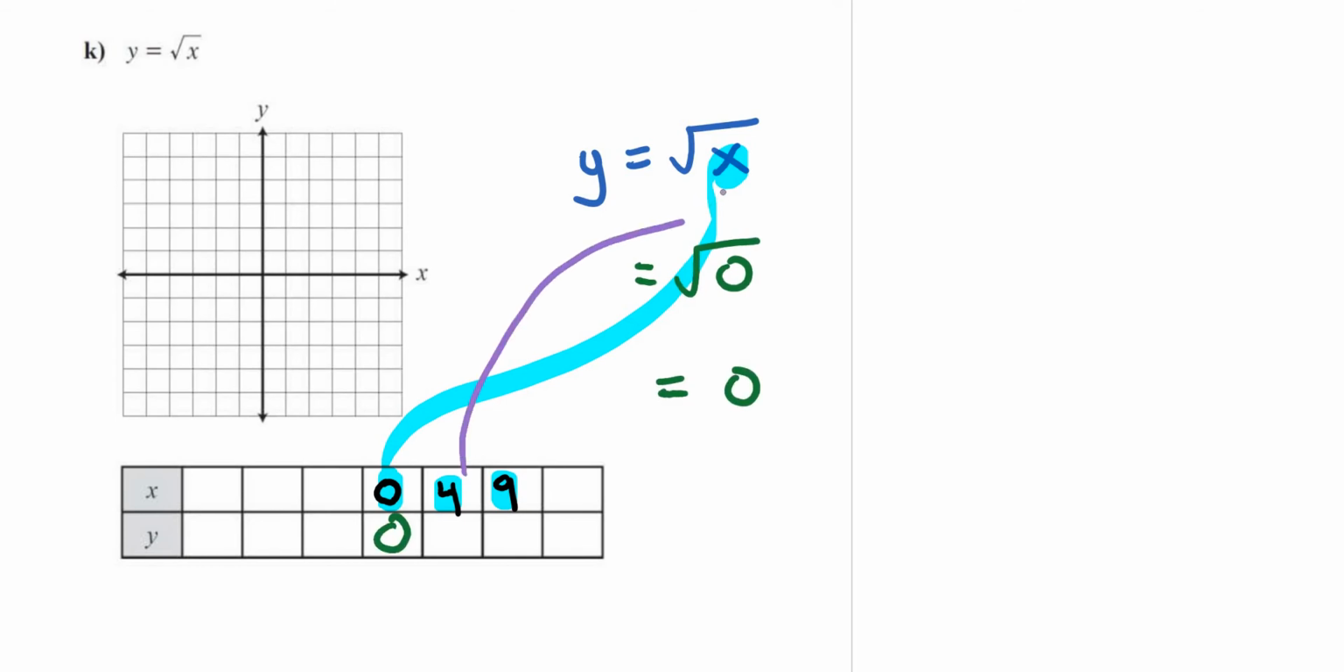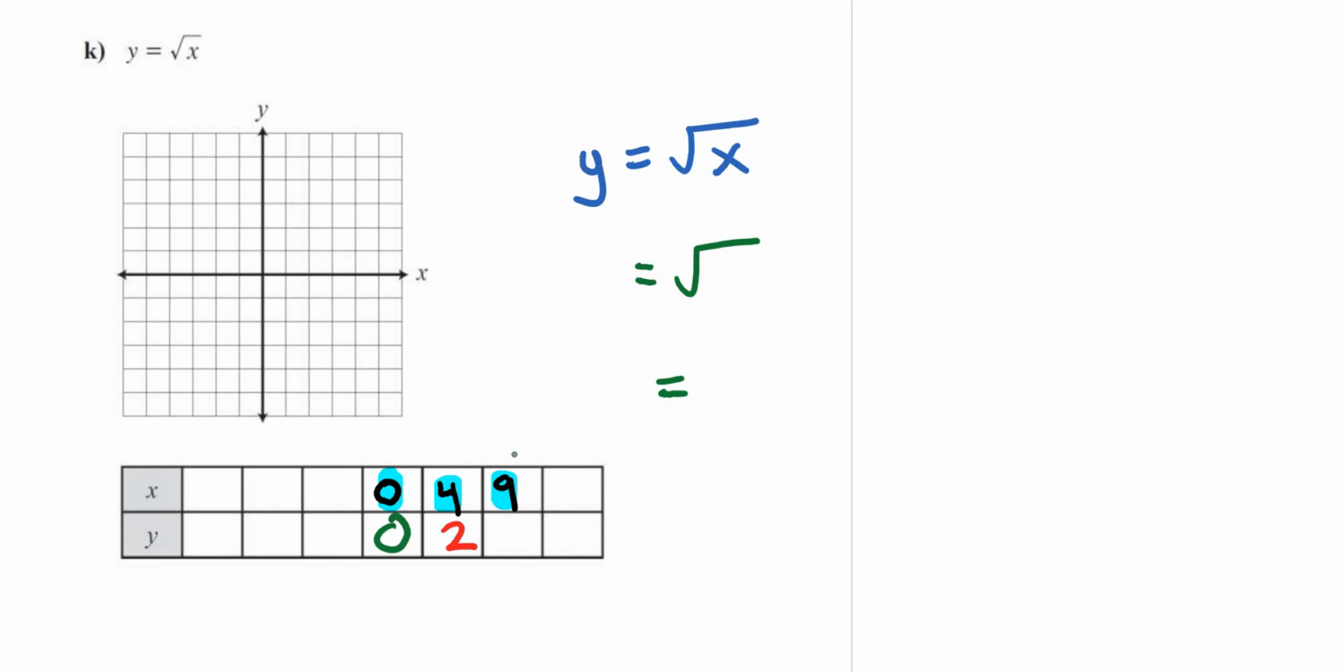And then I have 4, right? Okay, so what's the square root of 4? Well, the square root of 4 is going to be 2. So when x equals 4, y is going to be 2. And then finally, if I have 9, what's the square root of 9? Well, the square root of 9 is going to be 3.